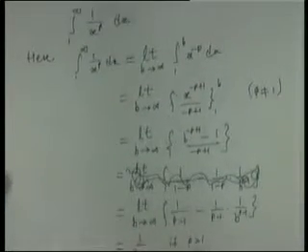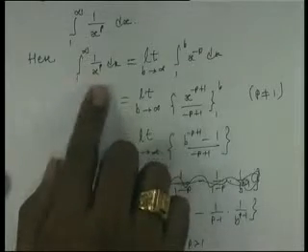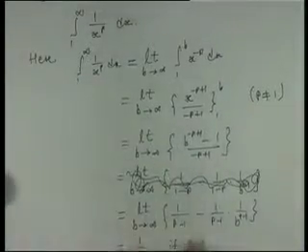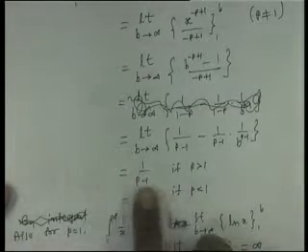Now, when we apply the limit b tends to infinity, in case of p greater than 1, we can see that the answer is 1 upon p minus 1. If p is less than 1, we can see that it is infinity. Hence, this integral from 1 to infinity of 1 upon x raised to p dx is convergent if p is greater than 1 and divergent if p is less than 1.